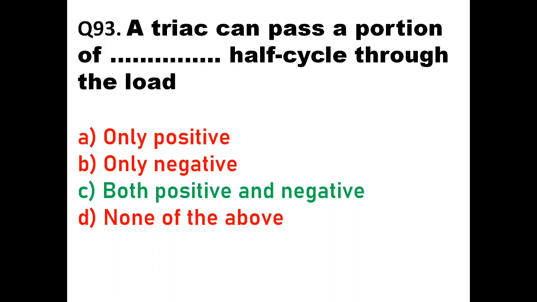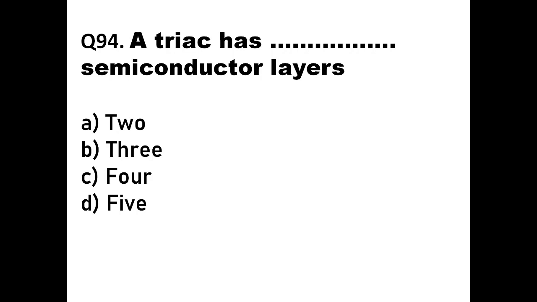Then we'll go to the next question, question number 94. A triac has dash semiconductor layers. As I've told you earlier, whenever we study any thyristor family device, whether it is triac, diac or SCR, it will always have four semiconductor layers, that is P1, N1, P2, N2. So the answer will be 4. A triac has four semiconductor layers.